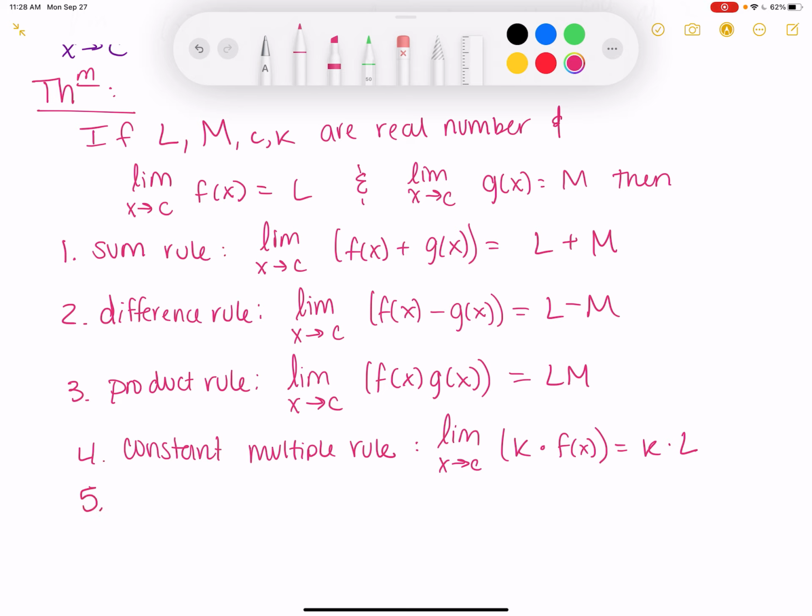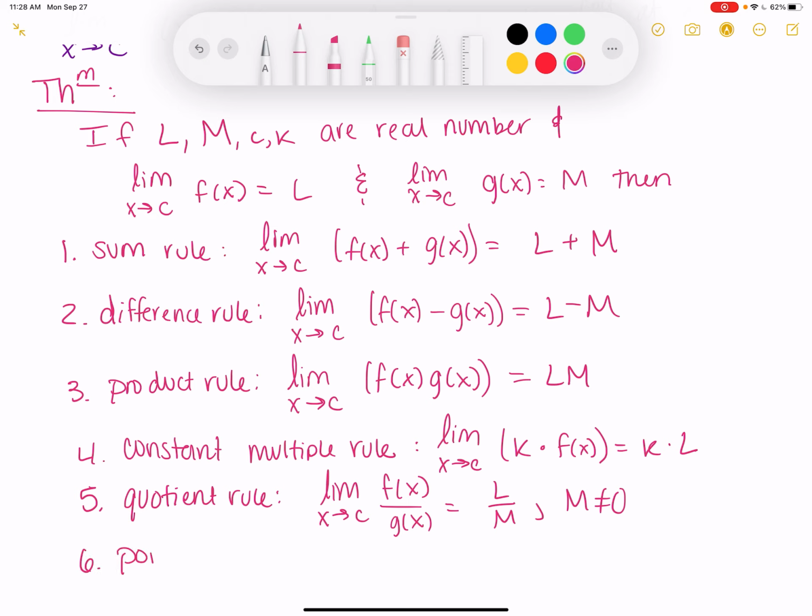Five, the quotient rule. The limit as x approaches c of f of x over g of x is equal to L over m for m not equal to 0.